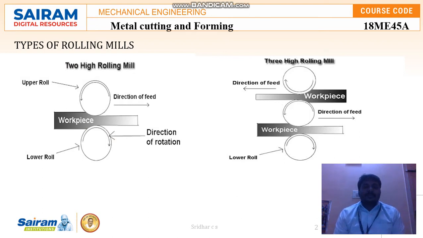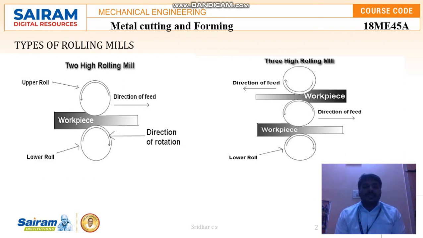So mainly the types of rolling mills are classified into two-high rolling mill, three-high rolling mill, and four-high rolling mill. That depends upon the requirement. We decide whether to use a two-high, three-high, or four-high rolling mill depending upon the thickness of the material, mainly whether we require a large force, a medium force, or a very small amount of force.